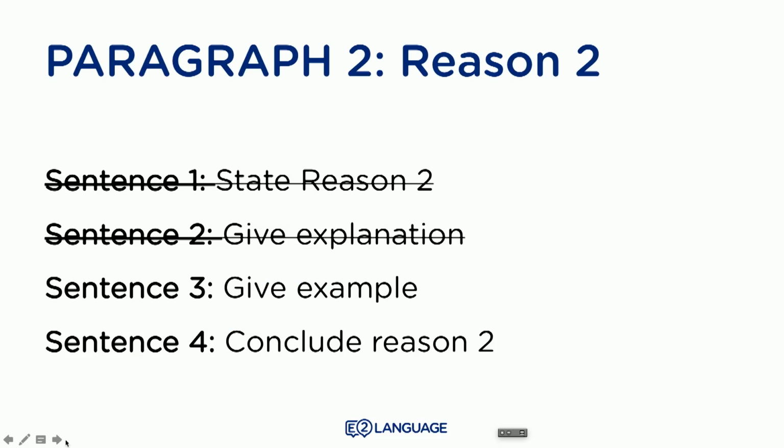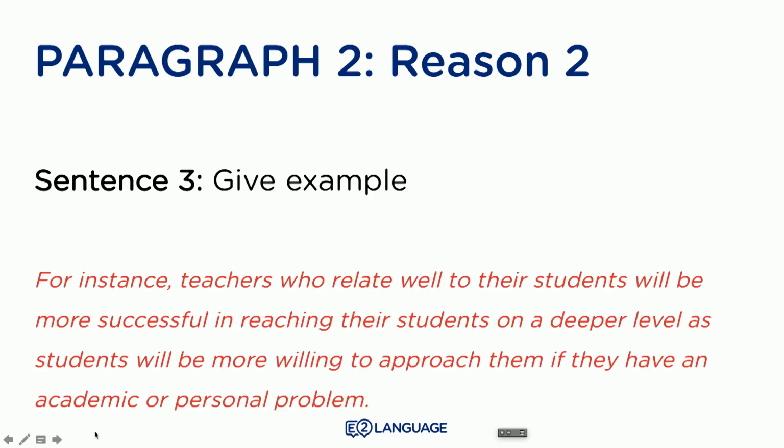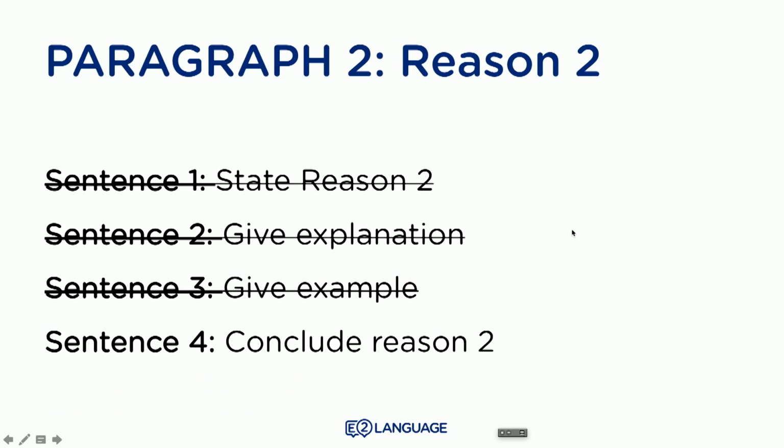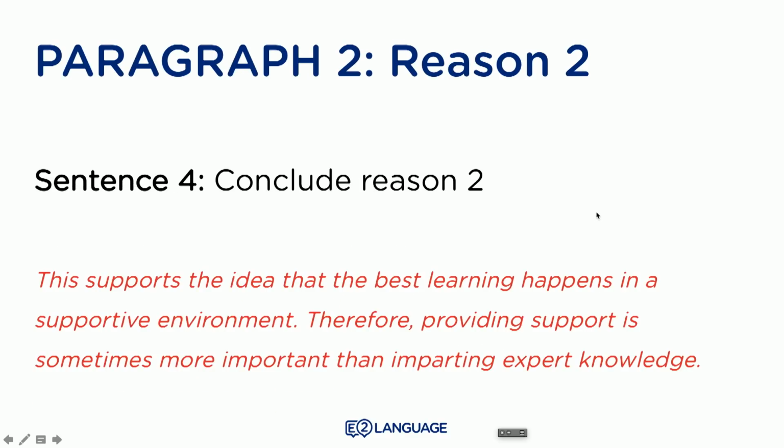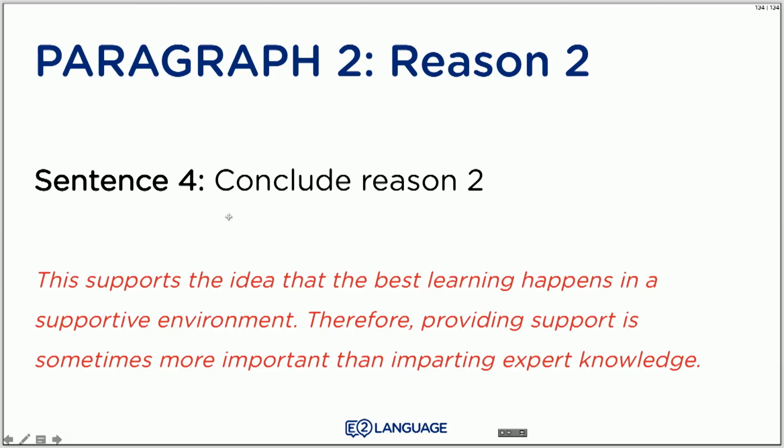Okay, fine. Now we need some evidence or an example. For instance, teachers who relate well to their students will be more successful in reaching their students on a deeper level, as students will be more willing to approach them if they have an academic or personal problem. For example, according to recent statistics or something like that. And now I conclude this paragraph and I say, this supports the idea that the best learning happens in a supportive environment. Therefore, providing support is sometimes more important than imparting expert knowledge. You can see how my concluding sentence links back to my first opening sentence. They almost say the same thing, in fact.